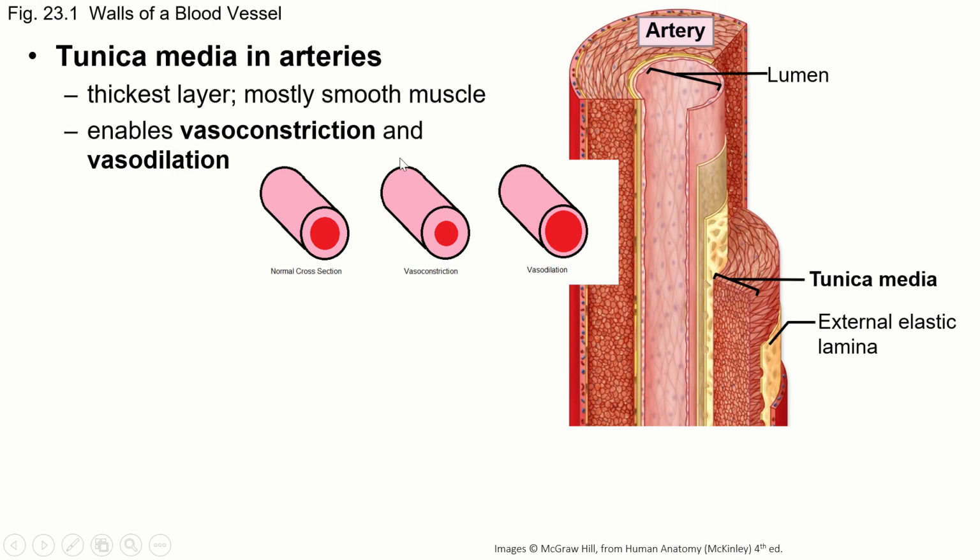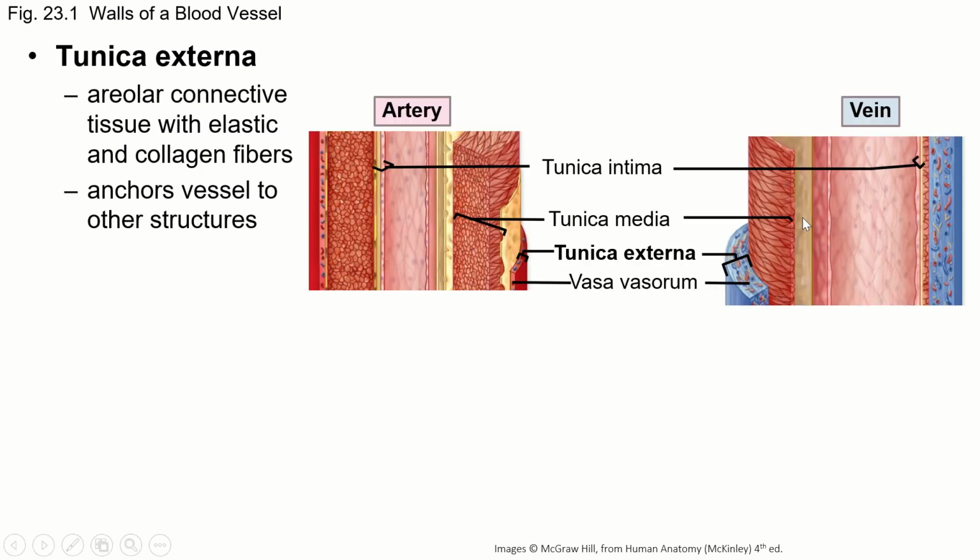Now, the tunica media in arteries is the thickest layer. And it is going to enable arteries, especially arterioles, to vasoconstrict, which is where the lumen gets narrower, or vasodilate, which is where the lumen gets wider. This process of vasoconstriction and vasodilation is most important in the arterioles. And we'll talk later about the function that arterioles have in maintaining blood pressure throughout the body.